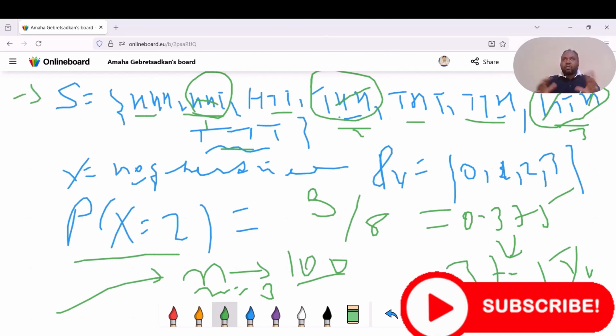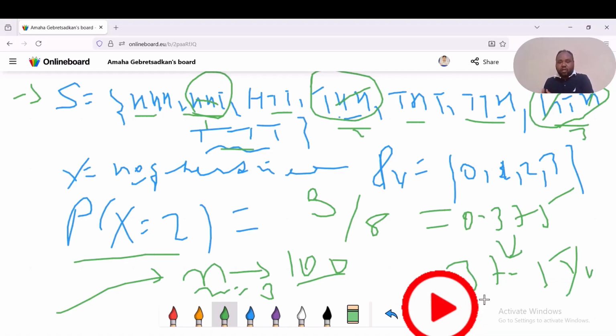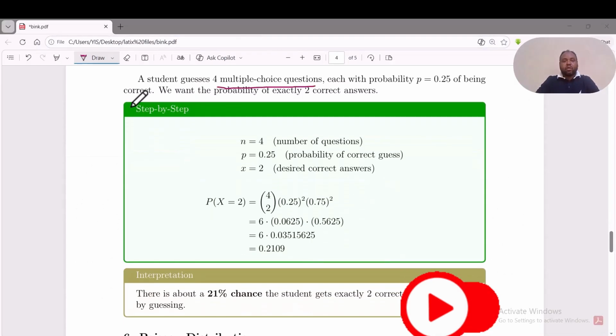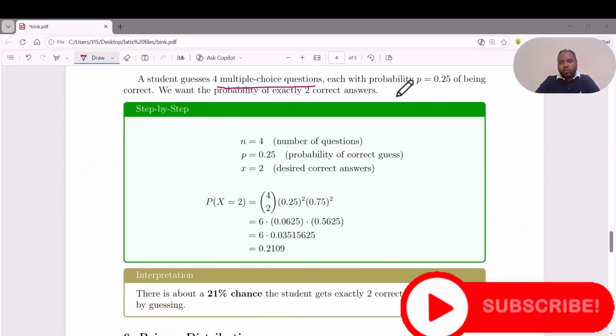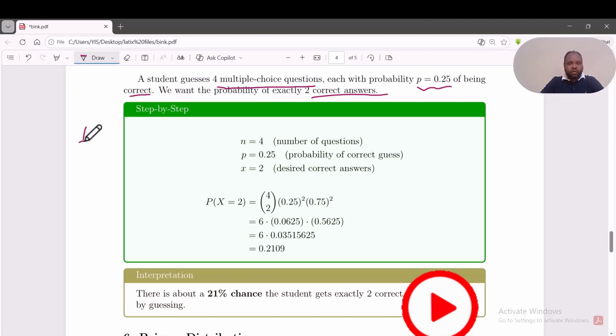So, following the probability distribution for a large number of trials of an experiment is important. Another example: suppose a student guesses on 4 multiple choice questions, each with probability 0.5 of being correct. We want the probability of exactly 2 correct answers, and the student was provided with 4 questions.